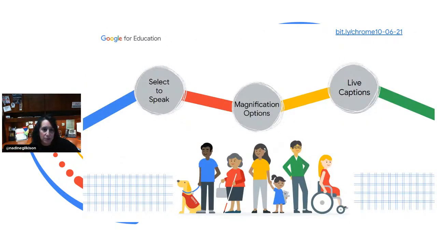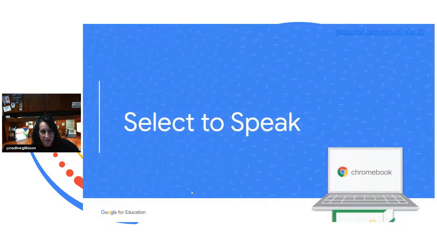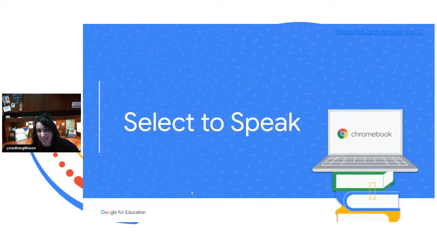So the items that I'm going to be talking about today are Select to Speak on a Chromebook, magnification options on a Chromebook, and also live captions. Okay, so with that, let's go ahead and get started with Select to Speak.